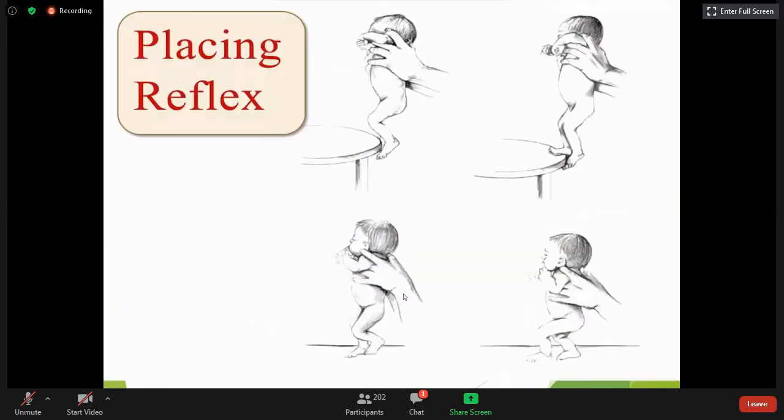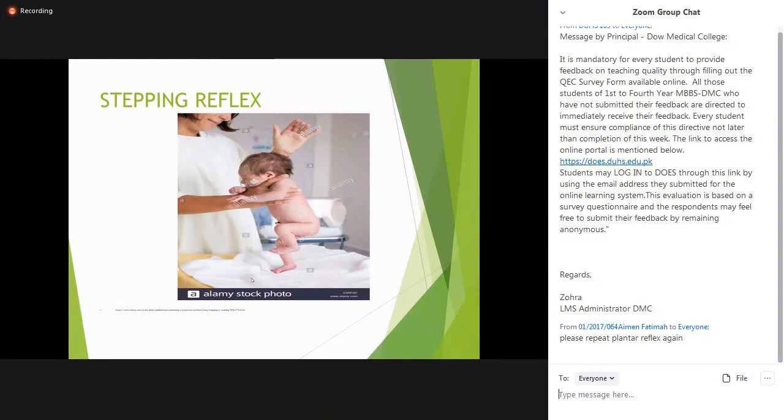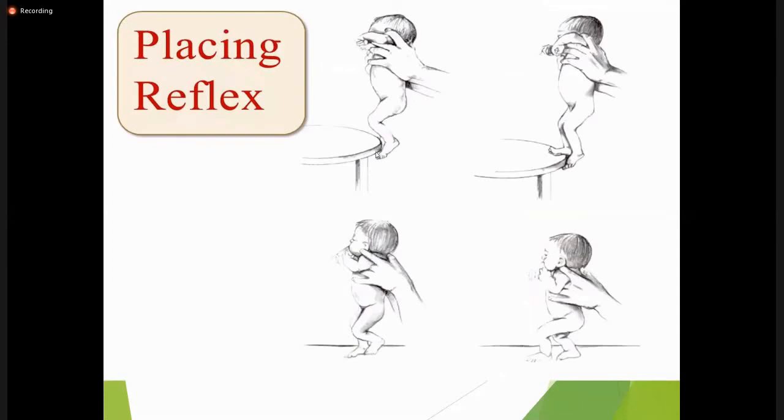You have to differentiate it from the placing reflex. In the placing reflex, what you are doing, you are touching the dorsum of the foot to the undersurface of the table. Now, as you touch, the child starts to climb over this. It's again flexing it and trying to climb over this table. So this is the placing reflex. You have to make that difference. In the stepping reflex, you touch the sole of the foot over the hard surface, while in the placing reflex, you touch the dorsum of the foot to the undersurface of the table.